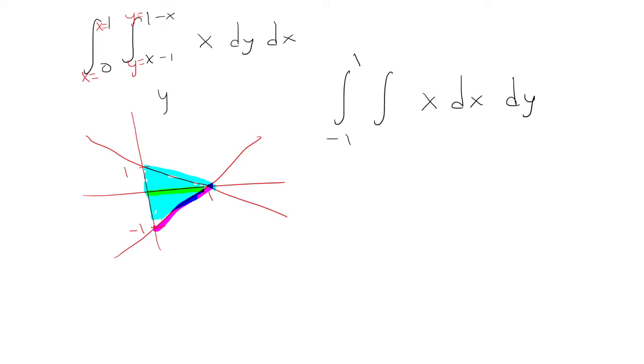So if y equals 1 minus x, that means x is equal to 1 minus y. If y equals x minus 1, that means x is equal to y plus 1. Now, y equals 1 minus x is the one at the top. So this is x equals 1 minus y, and then the bottom one will be x equals y plus 1.